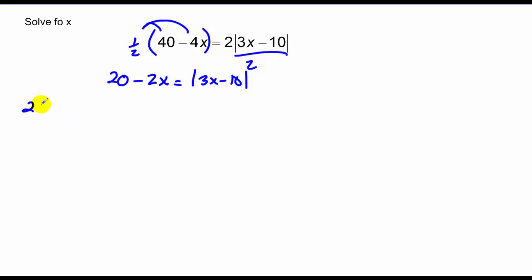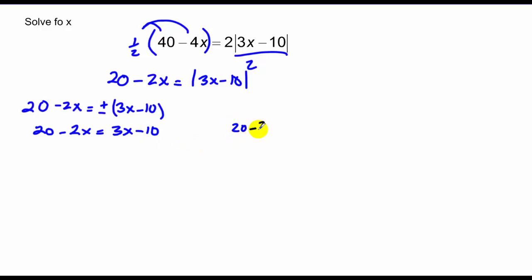Again, hit our plus and minus case. 20 minus 2x equals plus or minus 3x minus 10. So 20 minus 2x equals 3x minus 10. And 20 minus 2x equals the opposite of 3x minus 10.